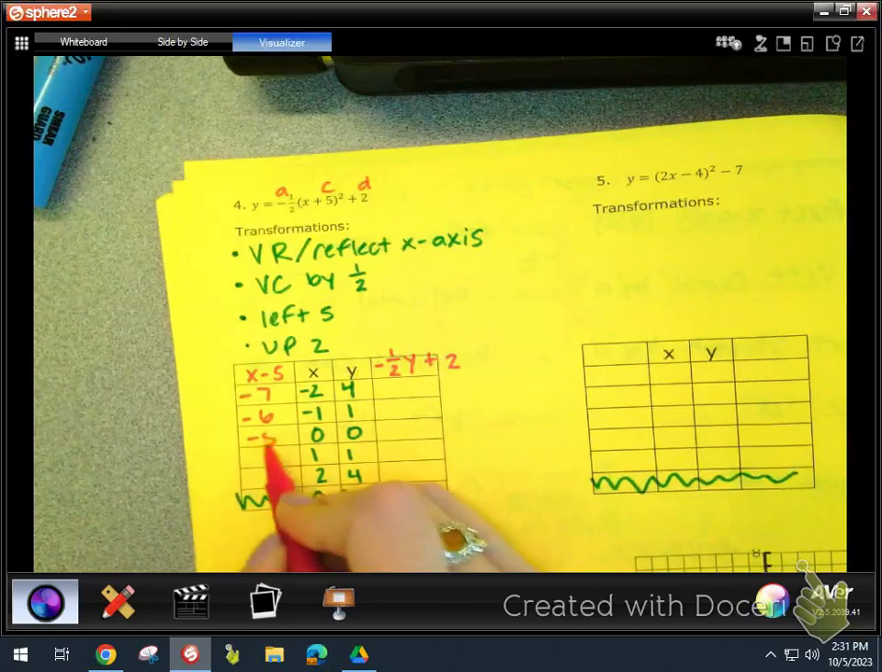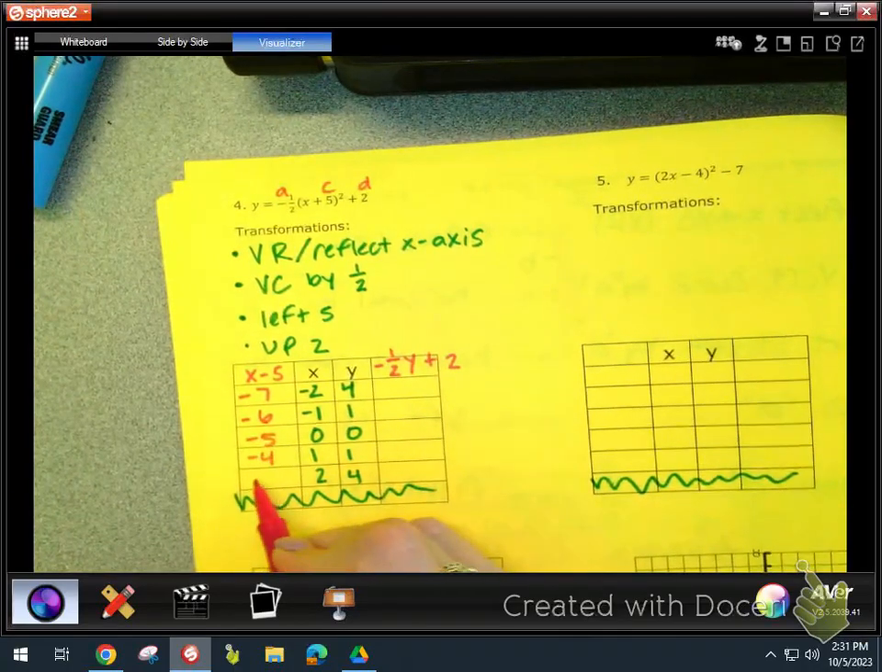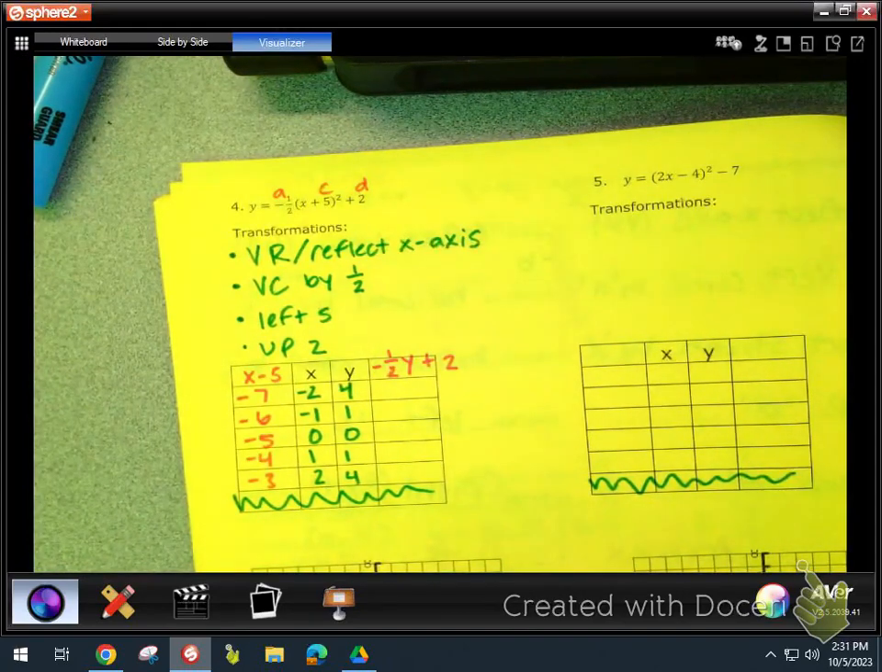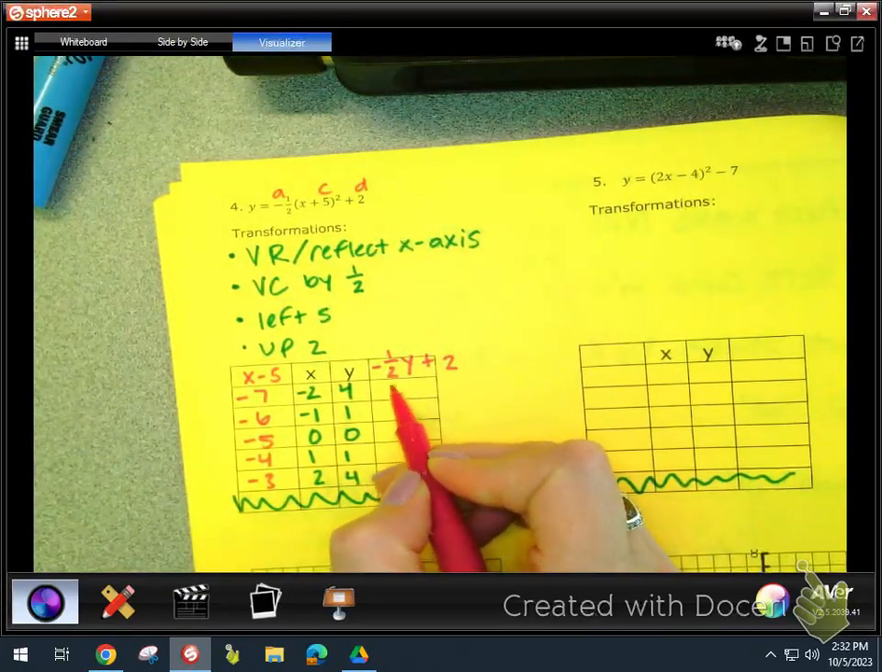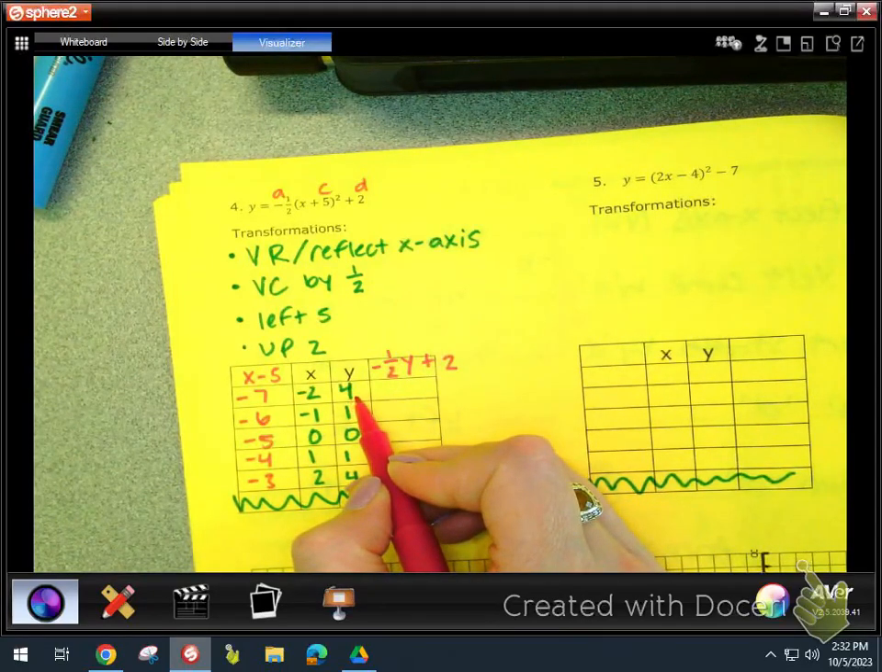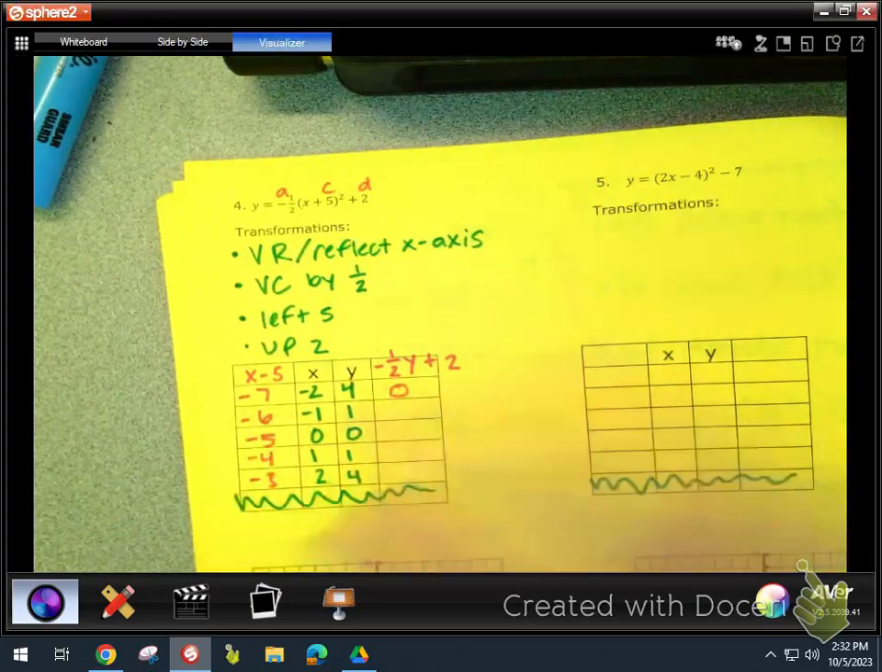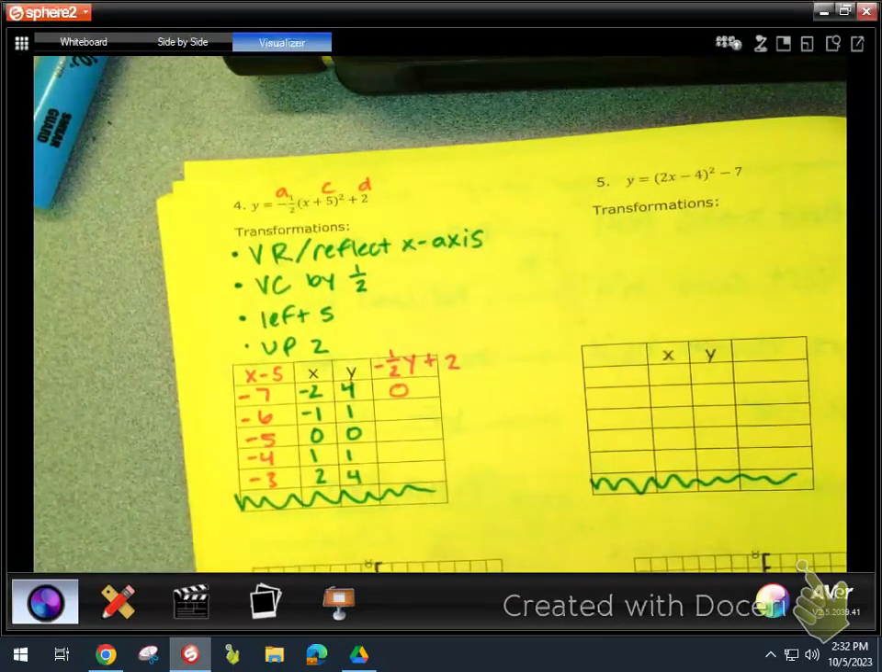0 minus 5. 1 minus 5. 2 minus 5. All right, not as fun one. Fractions. Negative 1/2 times 4. What is that? Minus 4. Wait. Negative 1/2 times 4. 0. Negative 2 plus 2. I think you're just throwing out numbers. I'm not really sure. The final one is 0. I got it in there.